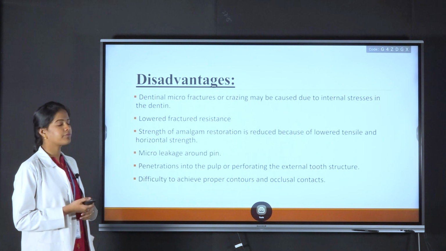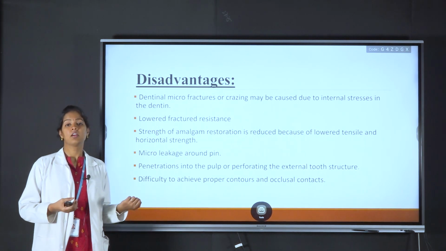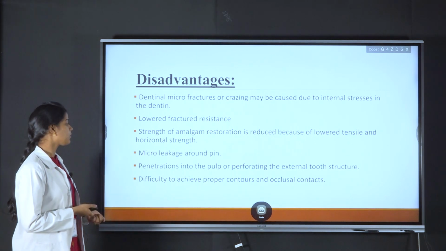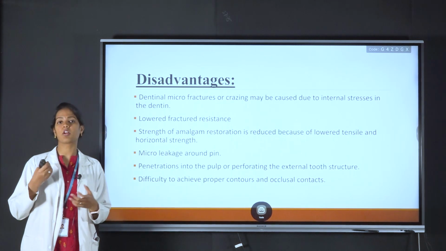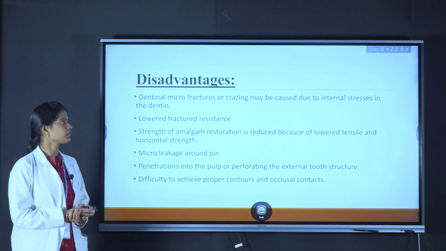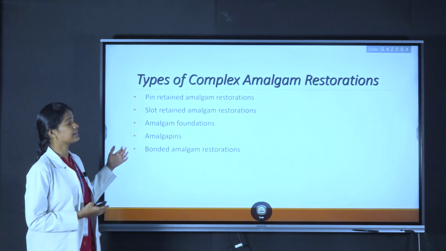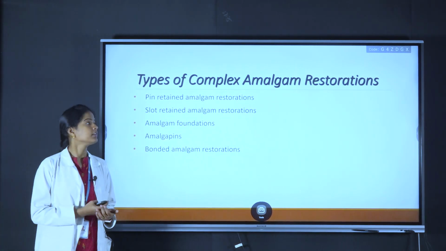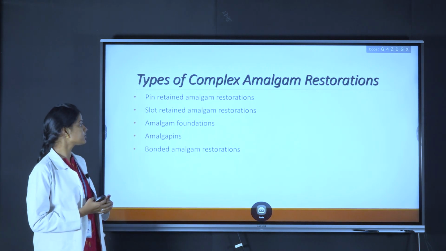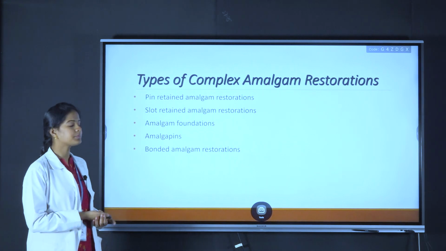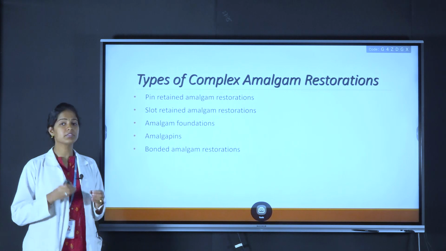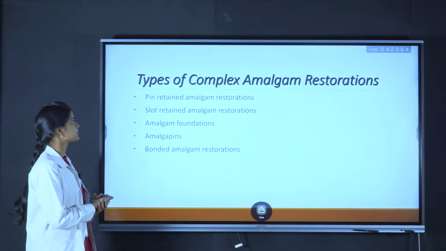And apart from that, obviously as discussed, there can be penetration or perforation of the pin into the pulp chamber or into the periodontal ligament, and the difficulty to achieve proper contacts and contours is greater in comparison to a prosthesis. Okay. So there are different types of complex amalgam restorations. The first is pin retained amalgam restorations, then slot retained amalgam restorations, foundation restorations, amalgam pins, and bonded amalgam restorations. In this topic, we will discuss in detail the pin retained amalgam type of restorations.